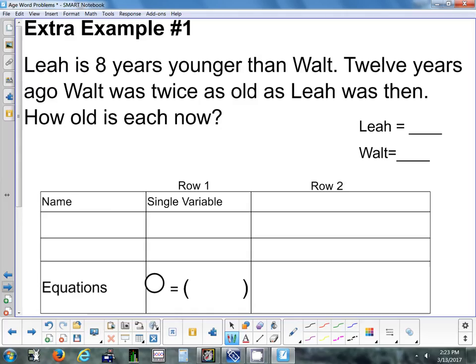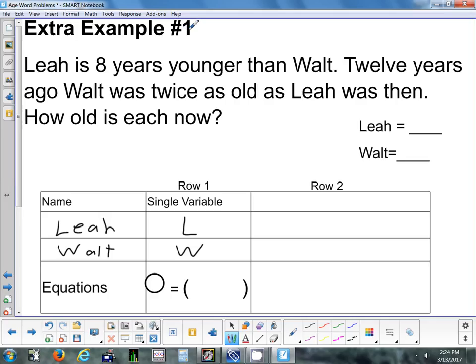All right. Emma, can you tell me first thing I do? Put the names. So Leah and Walt. Okay. How about Ashley? After I put their names, what do I do? Single variable. What do you want to use for Leah? Okay. The only thing I'm going to do is put a capital L, so it doesn't look like a 1. Antonio, what next? You put the W for Walt. Yep. So W for Walt.